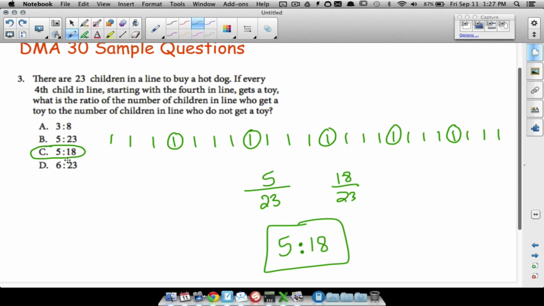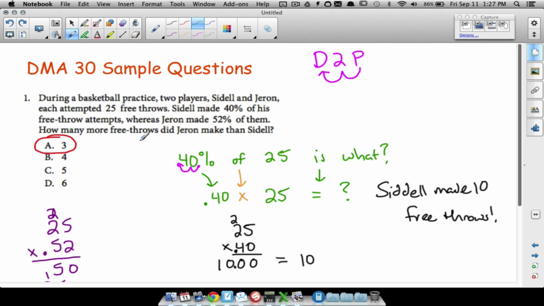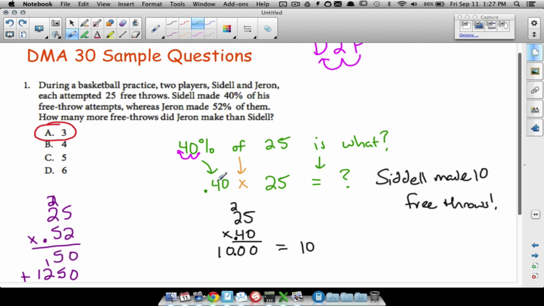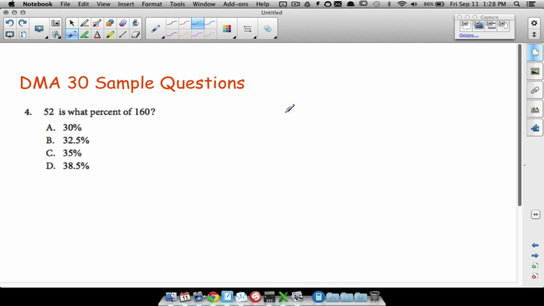That's a little tricky. Number 4, 52 is what percent of 160? Now, recall back in number 1, I said I was going to show you this problem 2 different ways. This is one way of dealing with percents. If you know the percent and the number you're taking the percentage of, you just multiply these together because of means multiply, is means equal. However, I want to show you a different way. Maybe you might like this technique better.